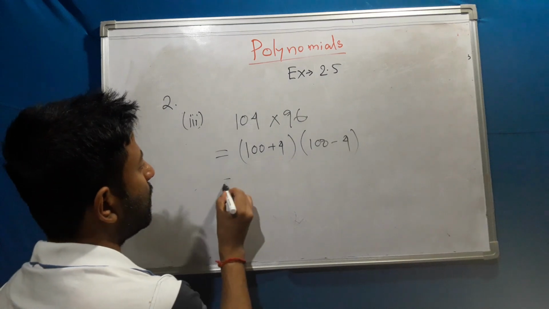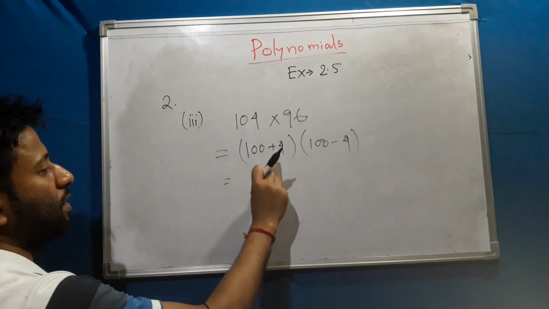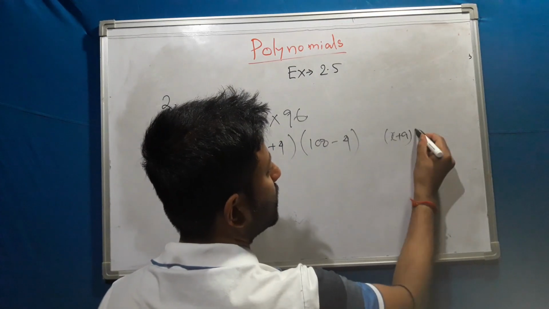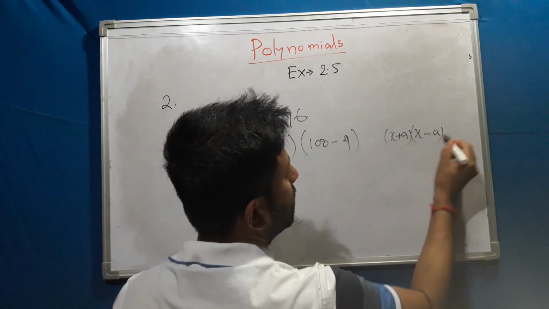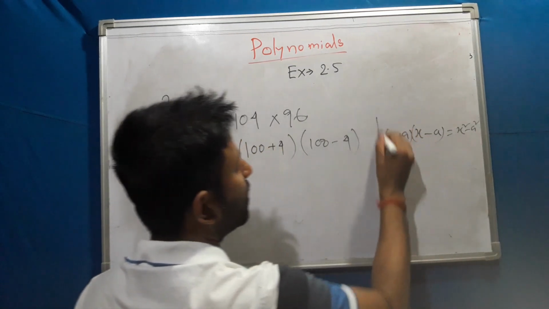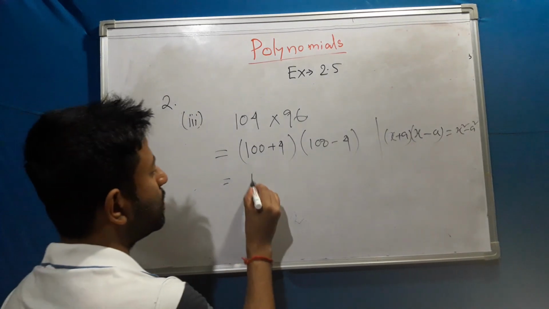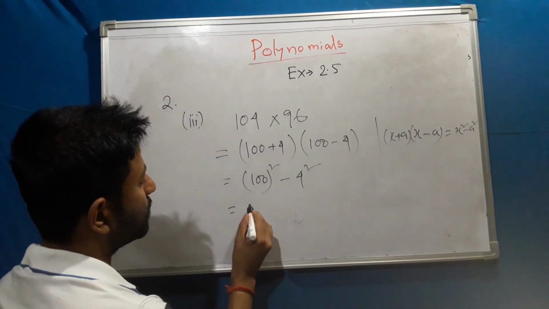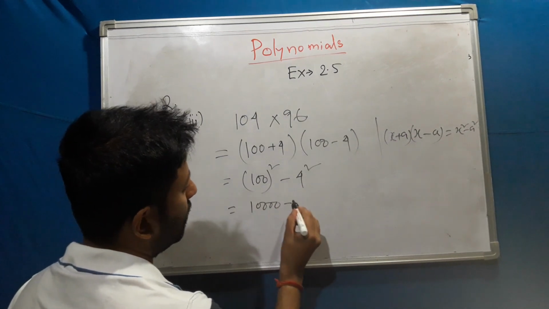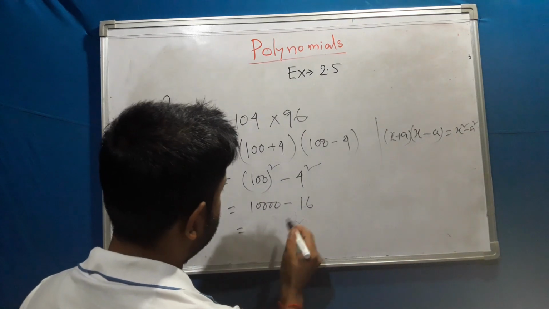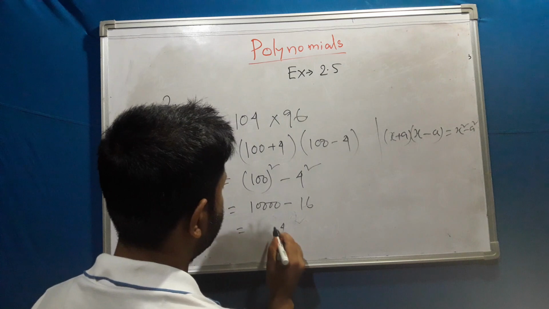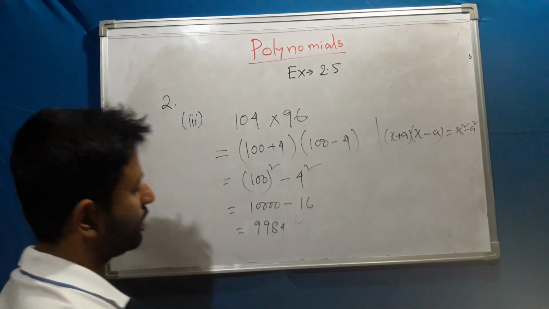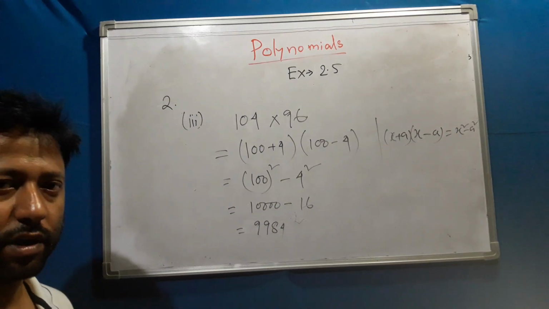So now you see this is 100, this is also 100, plus 4 minus 4. So it is coming in the form of x plus a into x minus a equal to x square minus a square. This formula I can apply here. So it will be x square, that is 100 square, minus 4 square. So 100 square means 10,000, minus 16. So if we subtract 16, that is 9,984. So in this way I can do the other 2 problems.